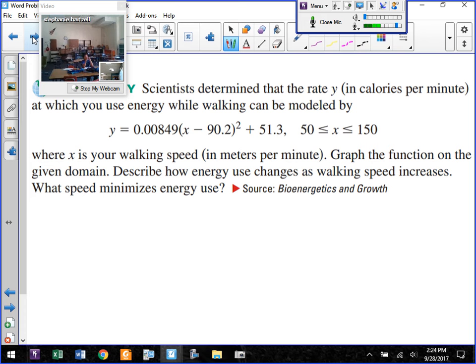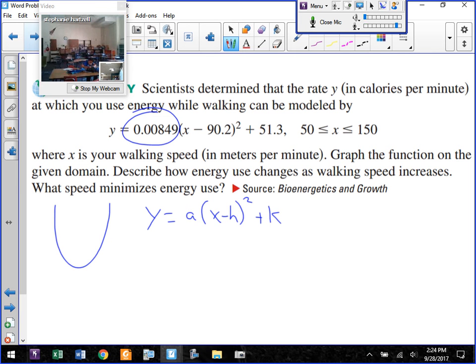Anyway, so go back to walking. The rate, calories per minute, while you're walking can be modeled by this crazy looking thing, where x is walking speed. Again, this is set up in your y equals a, x minus h, quantity squared, plus k. Is this up like a cup or down like a frown? It's up like a cup, okay? You know it's up like a cup because our a value is positive.